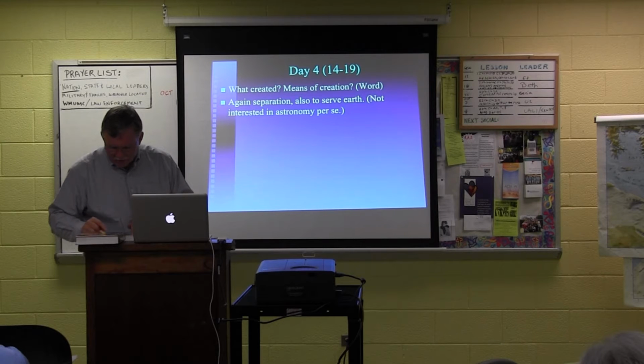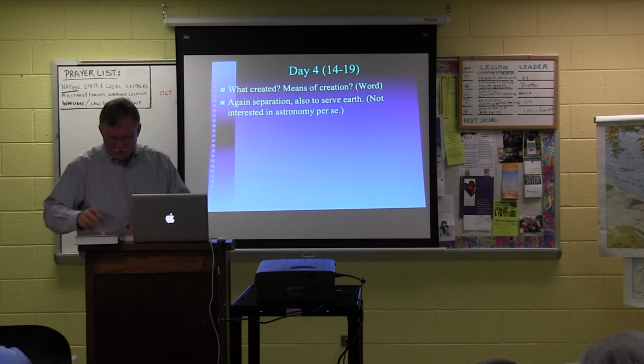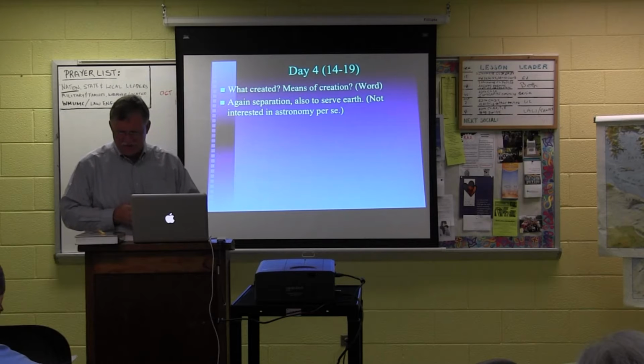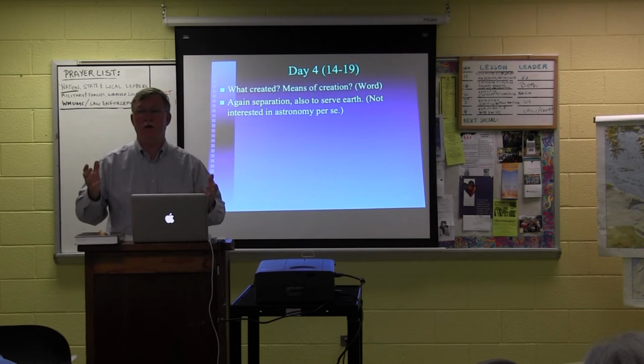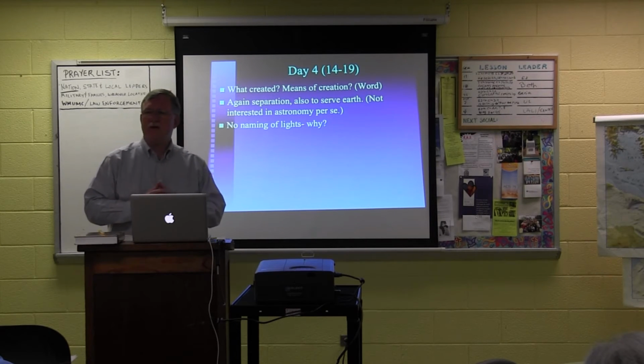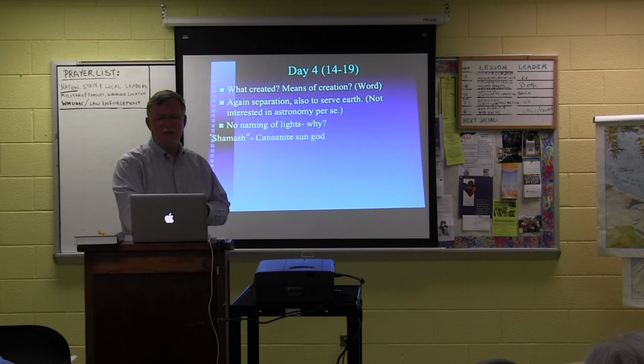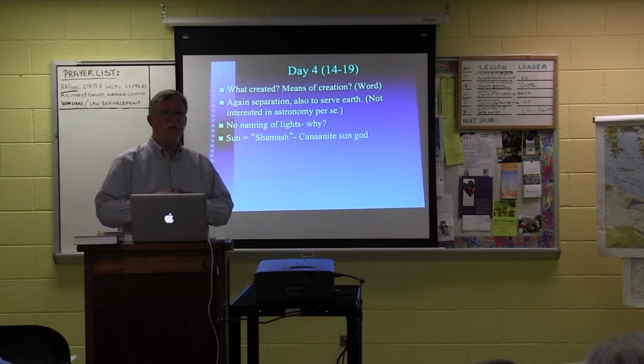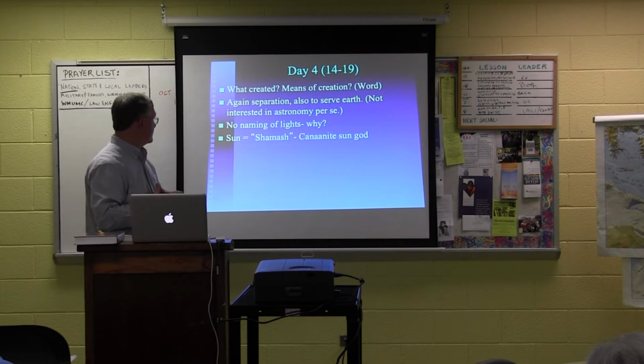And also, where's that verse? There we are, in verse 14: to serve as signs to mark sacred times and days and years. This is to help the farmer, if you like, to know when to plant and when to harvest. Notice the lights aren't named here. I mentioned the sun, moon, and stars, but the text probably doesn't mention them on purpose.